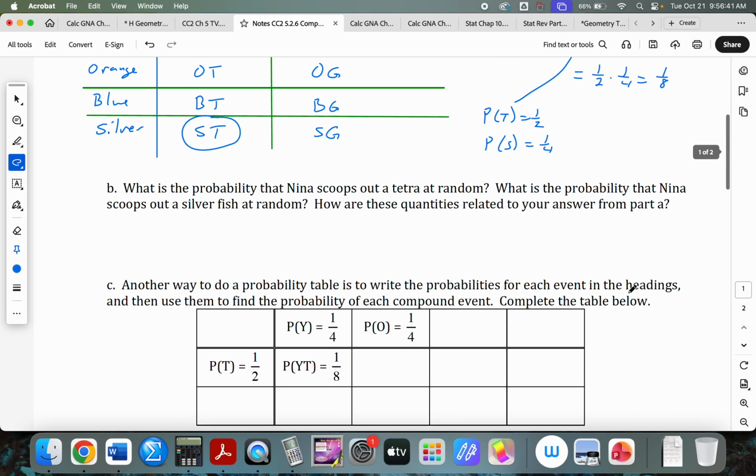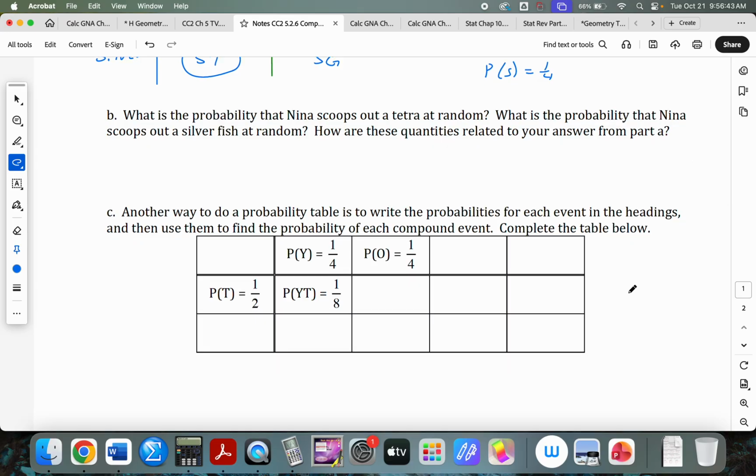All right. So what's the probability that Nina scoops out a tetra at random? So the probability of getting a tetra. Everybody, what's that? 1/2. What's the probability that she gets a silverfish? 1/4. How are these quantities related to your answer from part A? I should have read ahead. Well, 1/2 times 1/4 is 1/8.